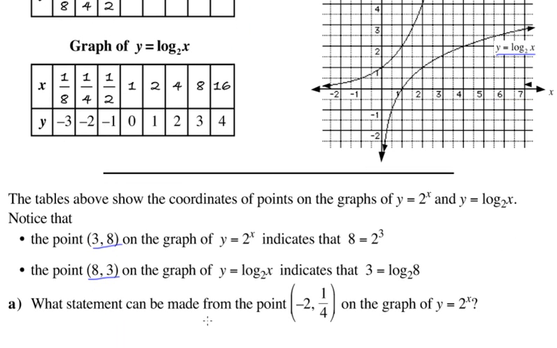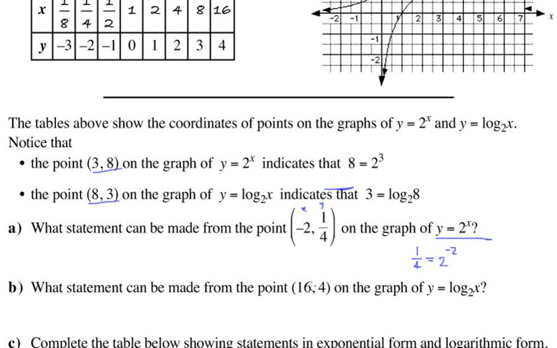What statement can be made from the point minus 2, 1/4 on the graph of y equals 2 to the x? Well, this is an x value, and this is a y value. So if you plug them into the formula, they're telling you that y, 1/4, is 2 to the minus 2. And that is true. This is saying if you take 2, flip it over to 1/2, and then square it, you'll get 1/4, and that is indeed the case. So all of the numbers in that 2 to the x table of values up here can be written like this, where this number is 2 to a given power.